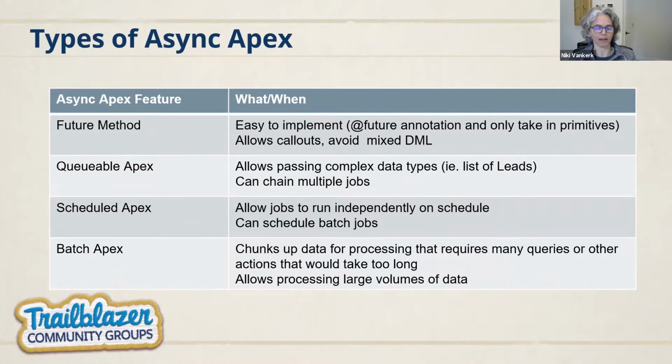So then batch Apex is the next one. That's where you will need to use it if you want to process a large volume of data. If you have thousands or tens of thousands of records that need to be processed, tagged, cleaned, whatever it is, you're going to hit some limits in terms of how many records you can query for, how many DML inserts or updates you can do.